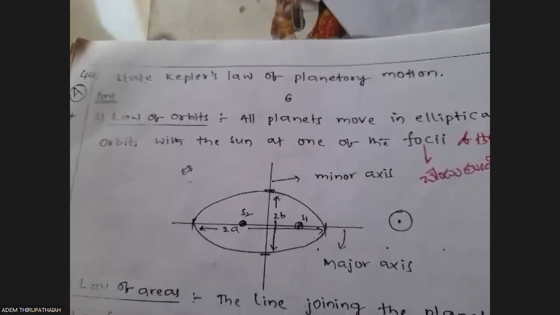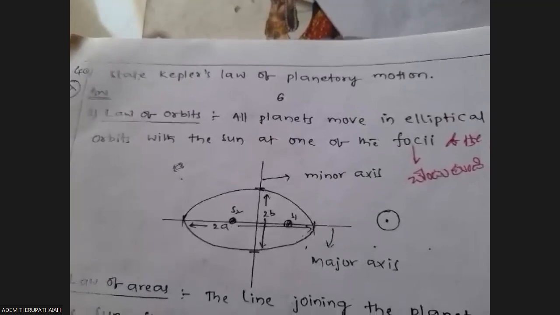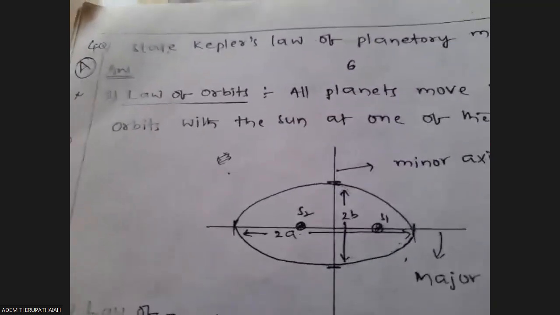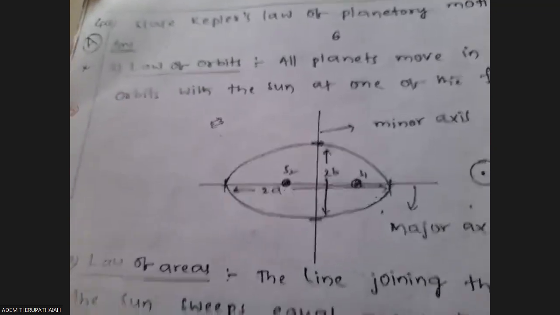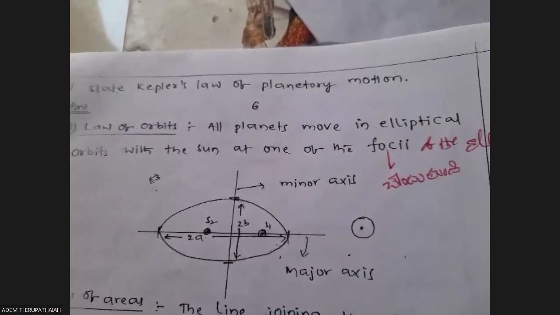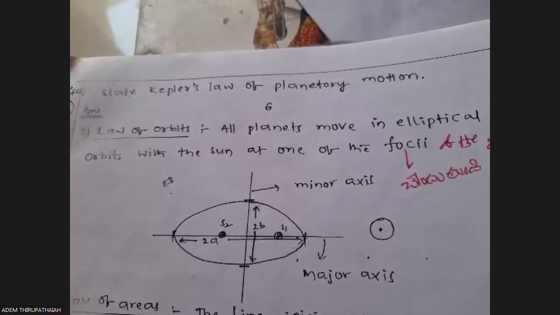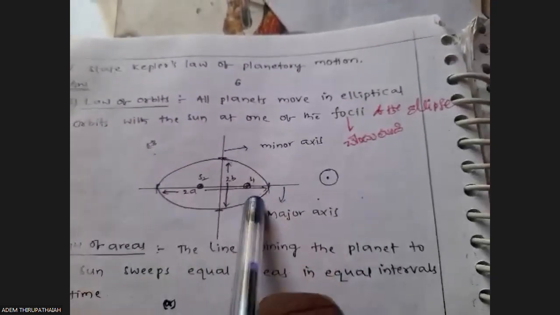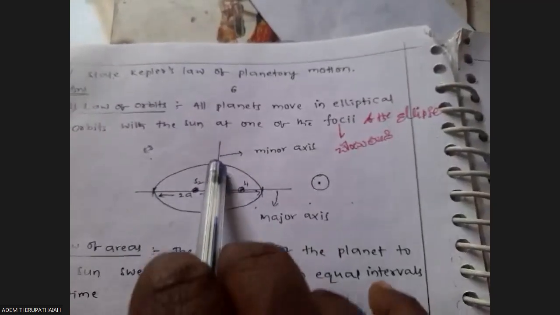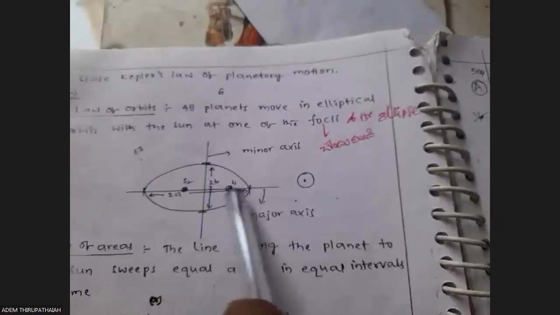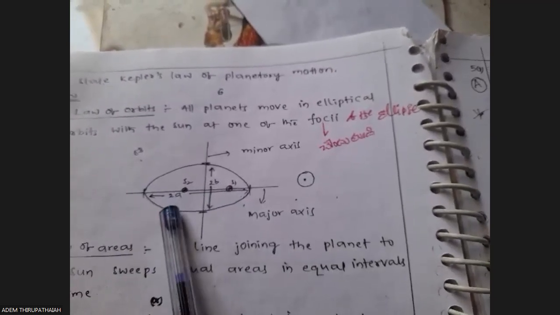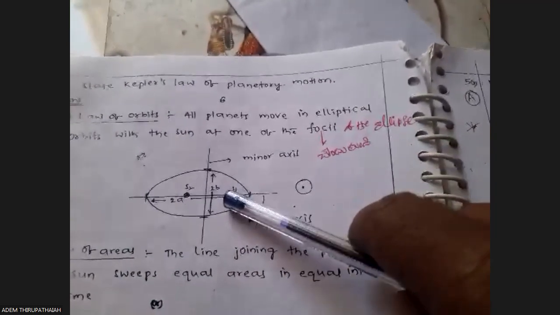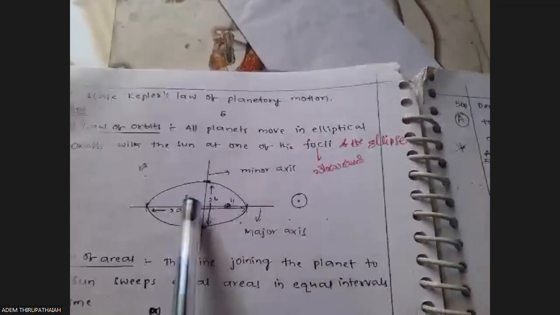State Kepler's laws of planetary motion. Generally Kepler provides three laws: the law of orbits, the law of areas, and the law of periods. What about the law of orbits? All planets move in elliptical orbits with the sun at one of the foci. This is the major axis, and this is the minor axis. The total length of the major axis is 2a, and the total length of the minor axis is 2b. The sun is at one of the foci.